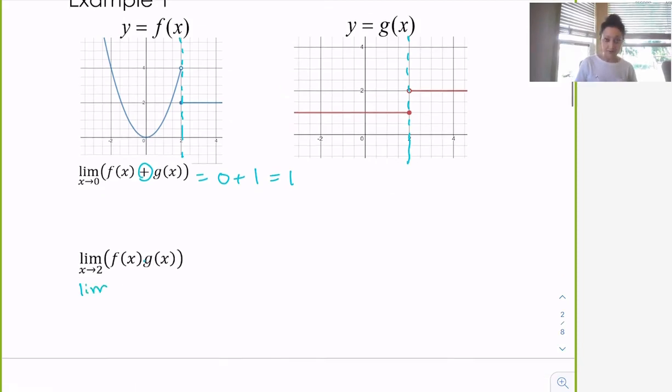So let's start with the left-hand limit. The limit as x approaches 2 from the left of f of x times g of x. All right, so let's approach those guides just from the left. Coming from the left here, what is my y value approaching? It's approaching 4, and I'm going to multiply. Now coming from the left to g, what's my y value approaching? It's approaching 1. So my left-hand limit of f times g as x approaches 2 is 4.